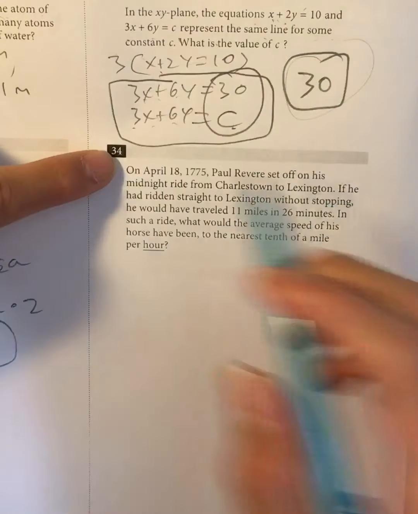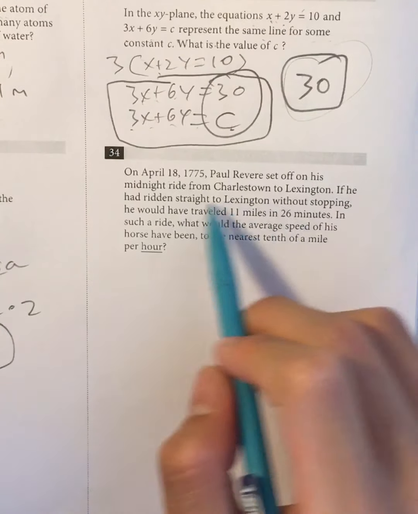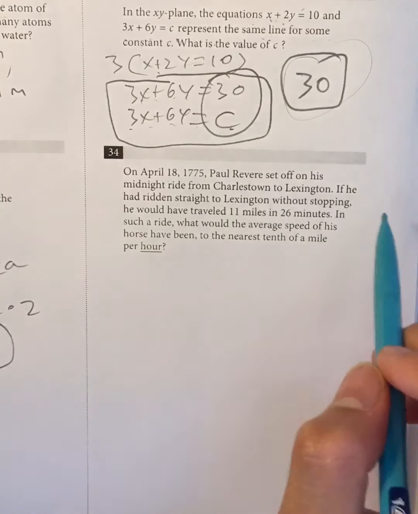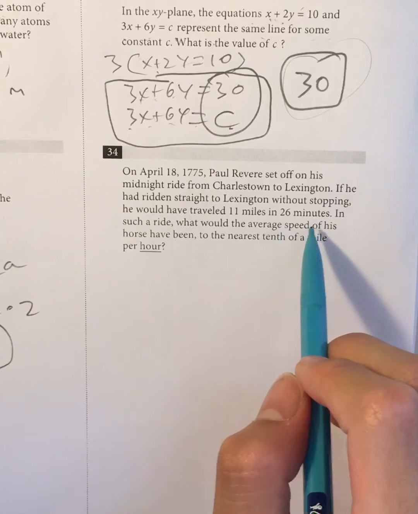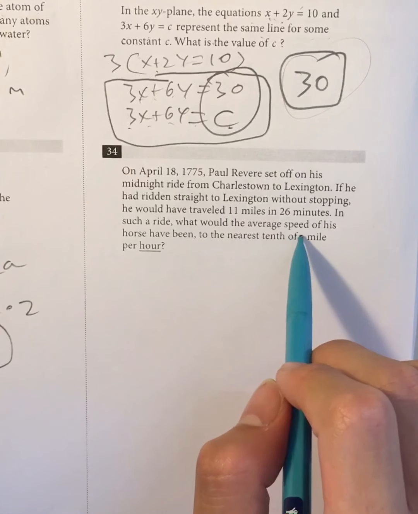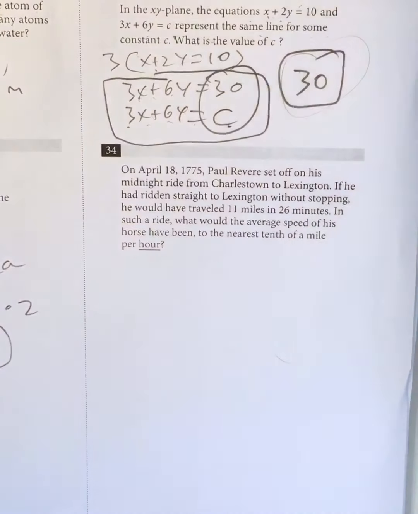And our last question of the day, 34. On April 18, 1775, Paul Revere set off on his midnight ride from Charleston to Lexington. If he had ridden straight to Lexington without stopping, he would have traveled 11 miles in 26 minutes. In such a ride, what would the average speed of his horse have been, to the nearest tenth of a mile per hour? So we're going to have to use our calculator for this question. So let me open my calculator.